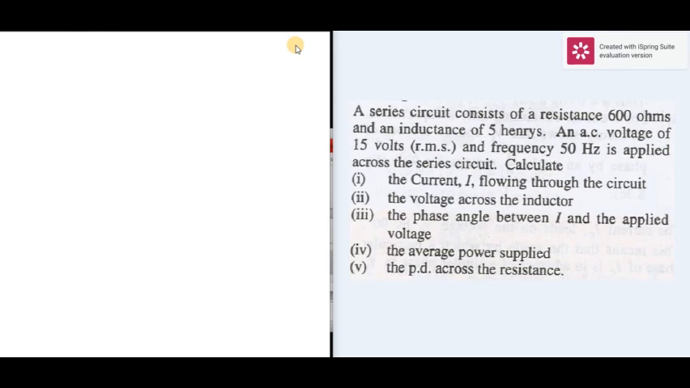Or the question can be solved in this form. The resistance of the resistor is 600 ohms. Inductance of the inductor, 5 Henry. Root mean square voltage source, 15 volts. Frequency, 50 Hz.